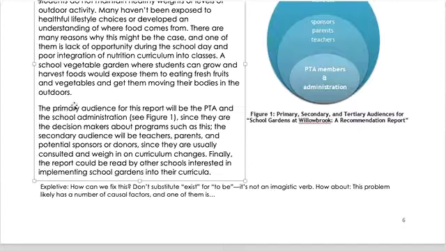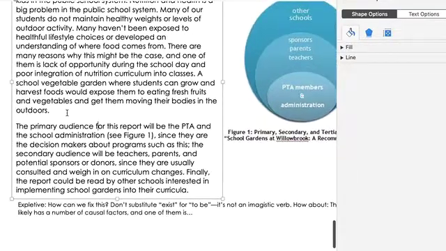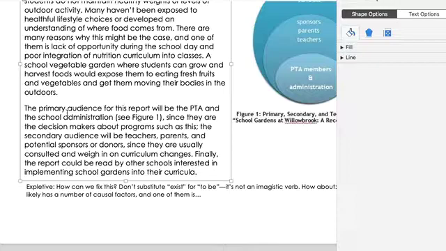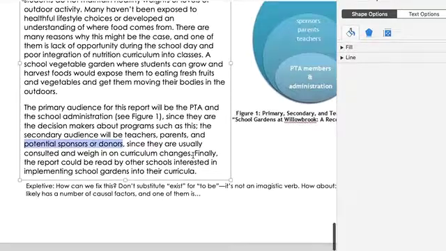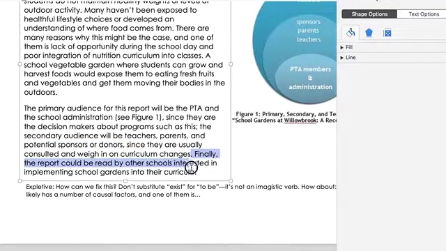They say, the primary audience for this report will be the PTA and the school administration, see Figure 1, since they are the decision makers about programs such as this. The secondary audience will be teachers, parents, and potential sponsors or donors, so maybe people who will help the program happen monetarily, and since they are usually consulted and weigh in on curriculum changes. Finally, the report could be read by other schools interested in implementing school gardens into their curricula, so they suspect that this report will act as a model that other schools might be interested in.